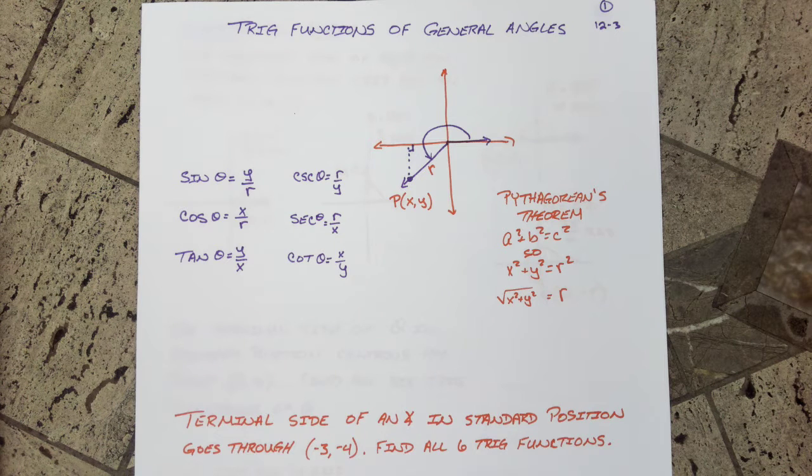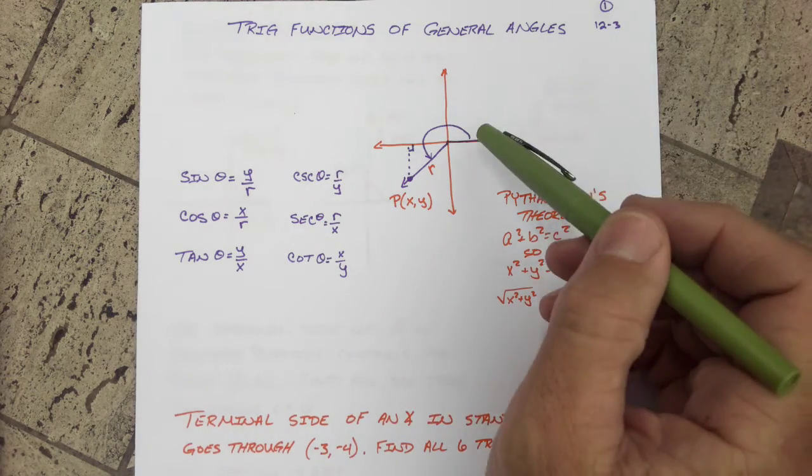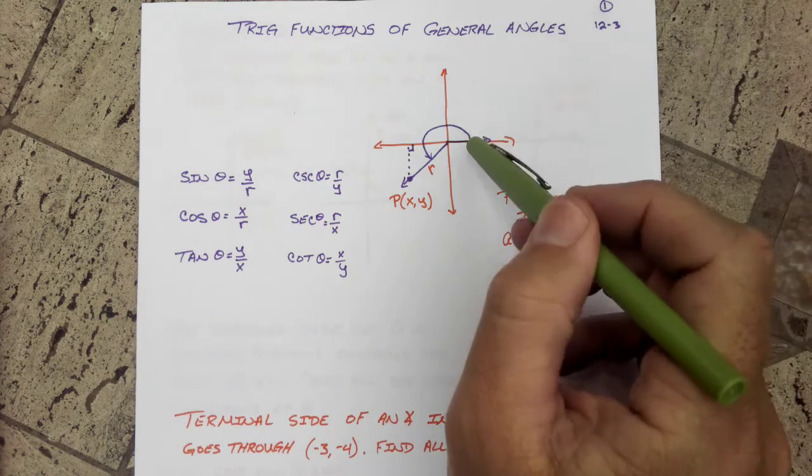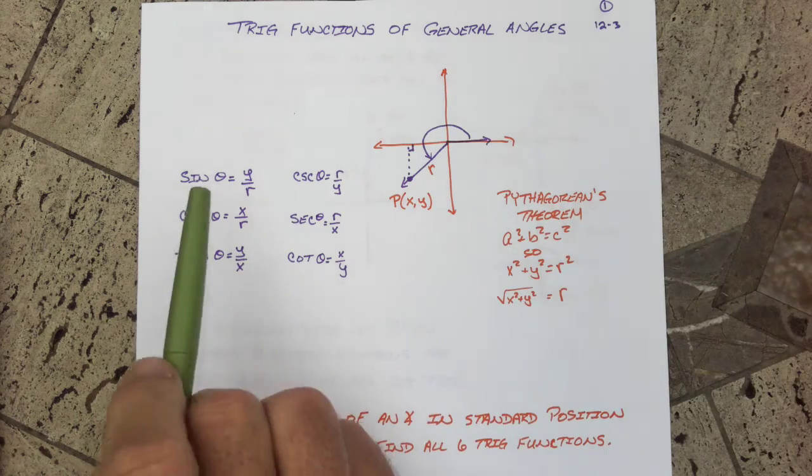All right, in our books, this is chapter 12, section 3. It's trig functions of general angles. So let's recall a couple things that we have talked about in the past. And right now, most of this is going to be set up going with positive angles in a counterclockwise position.